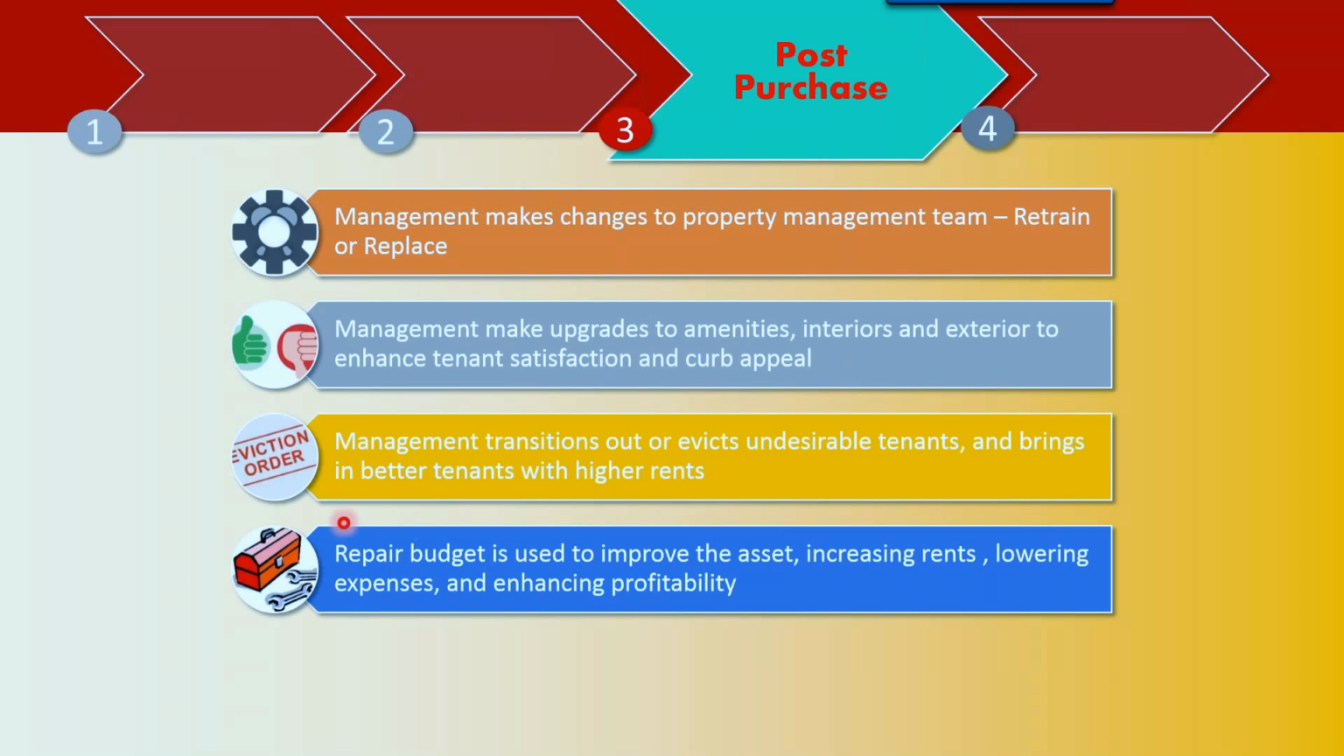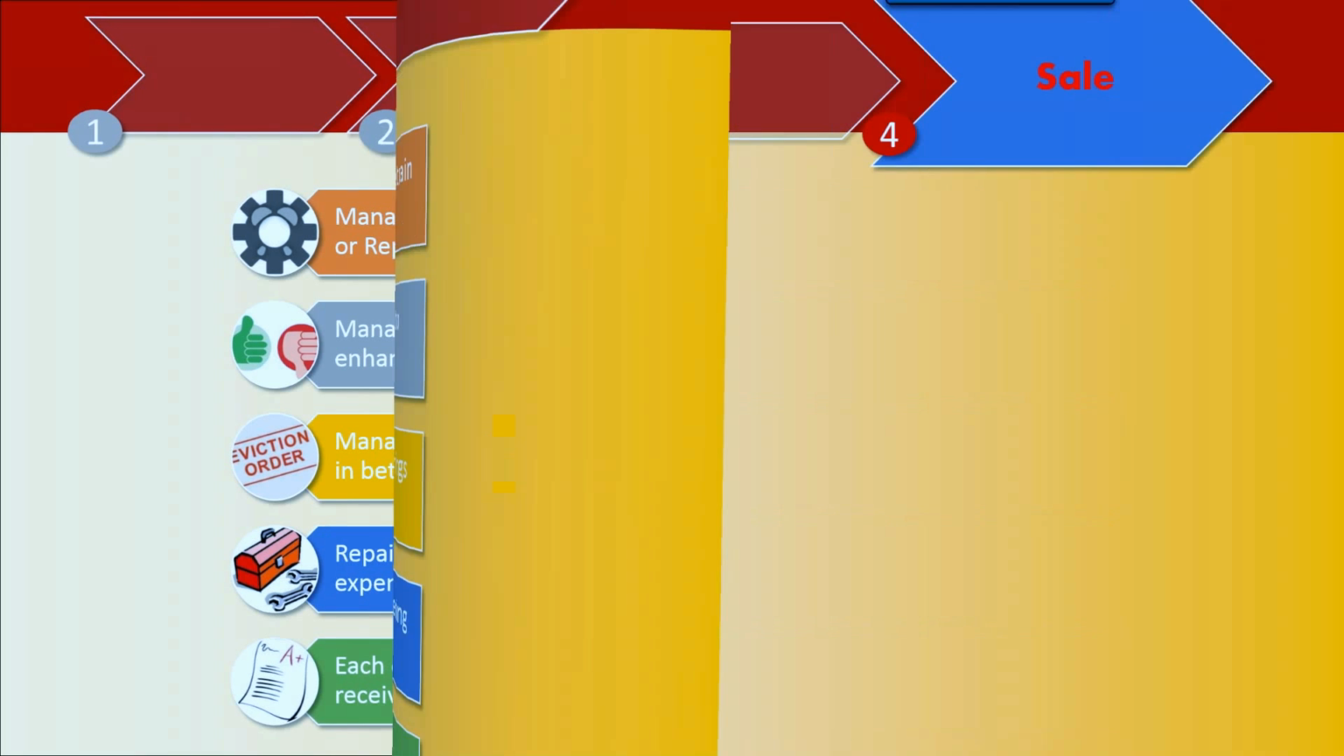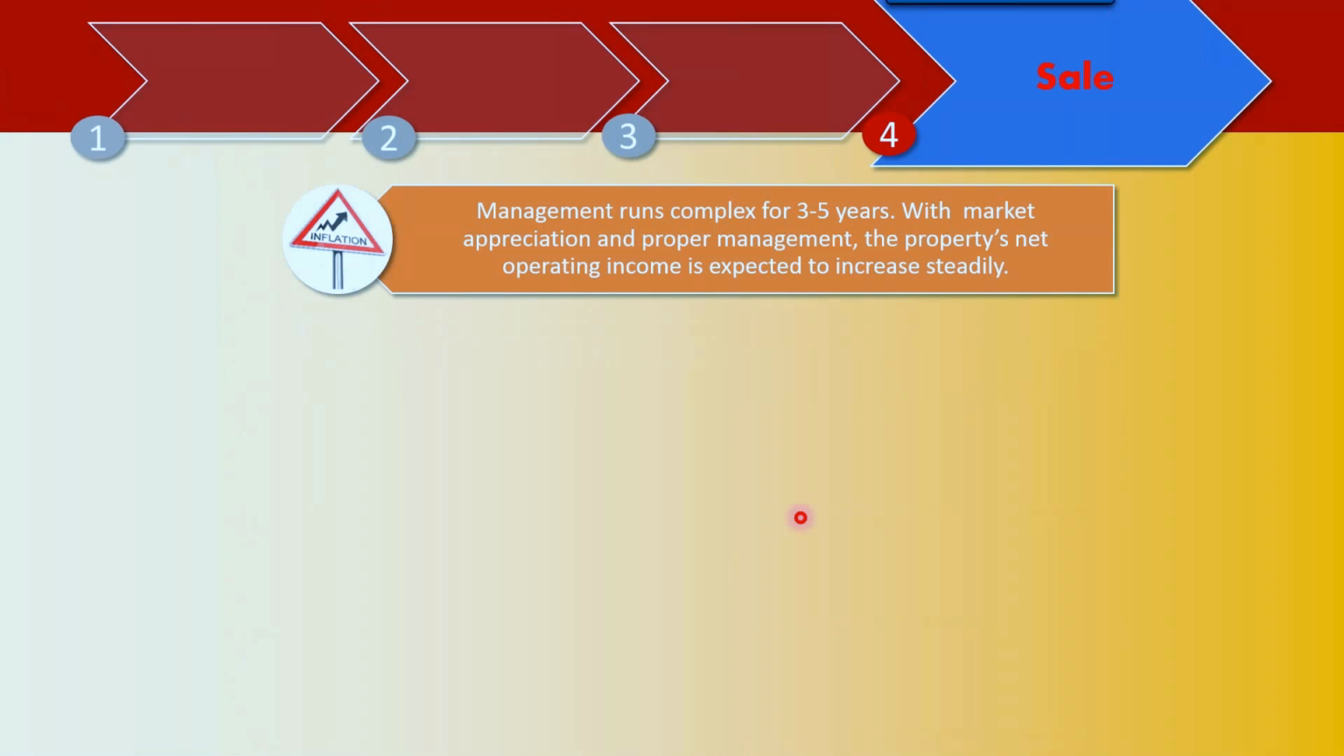We then use the repair budget. For example, for the property that we have in Chicago right now, we have a $750,000 repair budget. We improve the asset. We increase rents. We lower expenses. And we enhance the profitability of the asset. Each quarter, investors get checks for the cash flow, and they get financials, and they also get a property report from the management team.